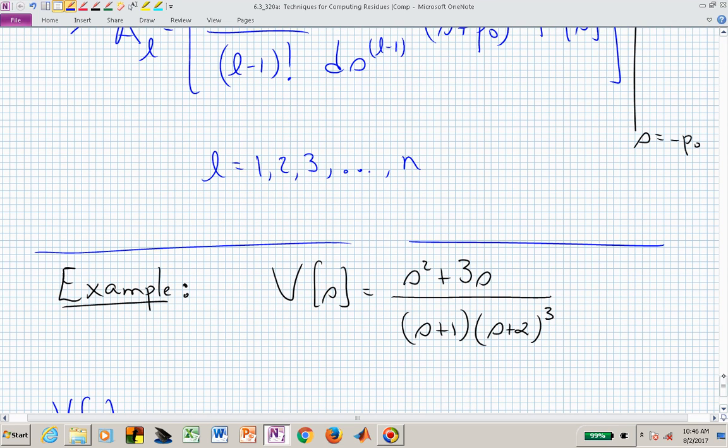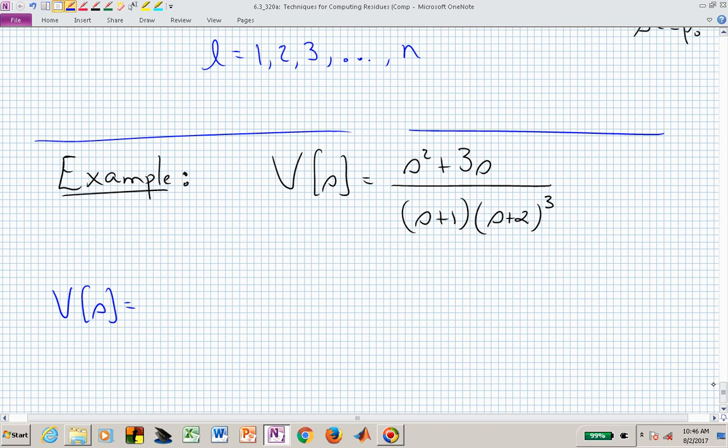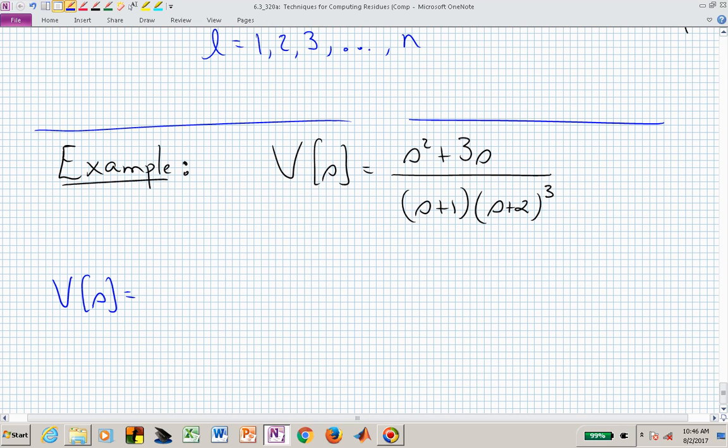Suppose we now look at applying this to a particular example. Suppose now that we have v of s is s squared plus 3s in the numerator. In the denominator, we have s plus 1 times the quantity s plus 2 quantity cubed. First question, is v strictly proper? And it is. We have a fourth order downstairs and a second order upstairs, so we can now find the partial fraction expansion directly. Now if we use the strategy that we've been using, let's start with a1.